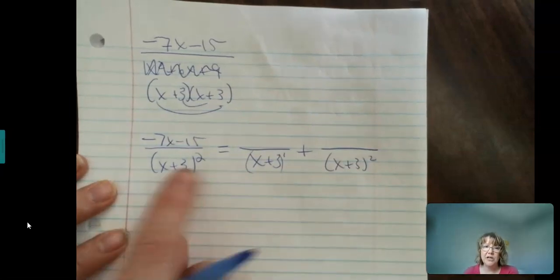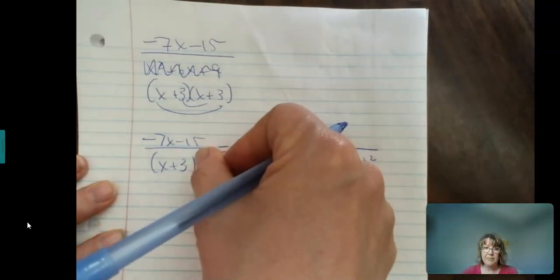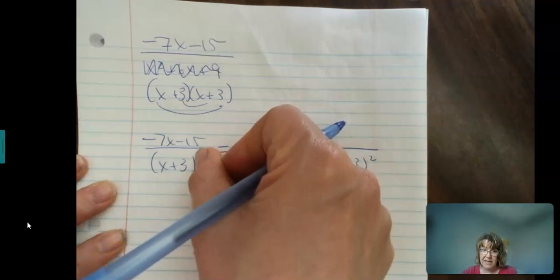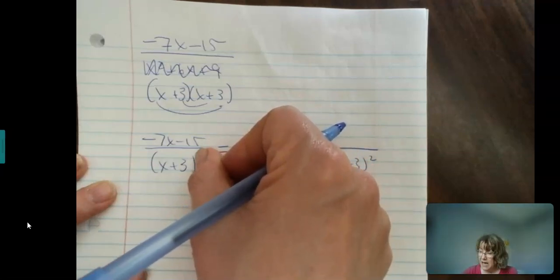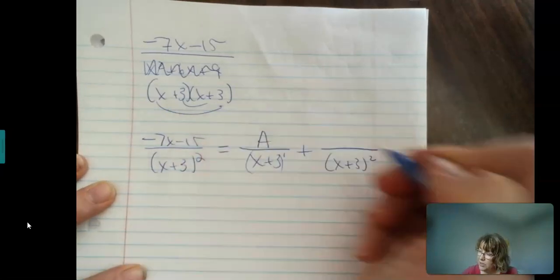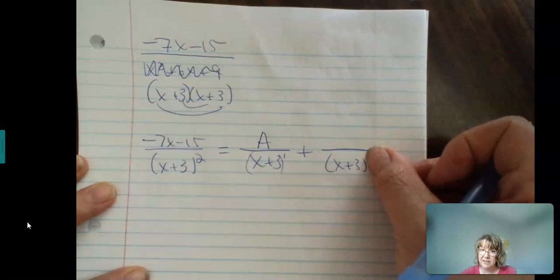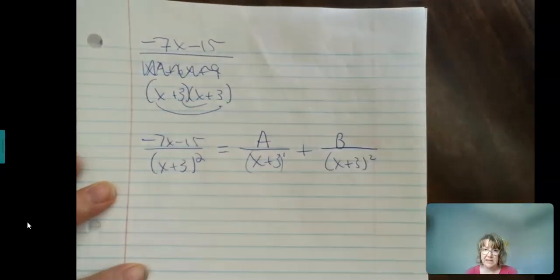All right, now look at the base. Look at the base, the factor. It is linear. A step down from linear is a constant. So we're going to call it A. And again, don't look at the square there. Look at the base. The base is linear. Step down is a constant.